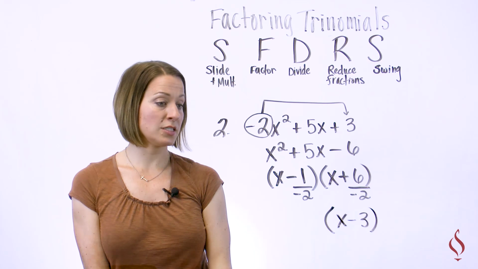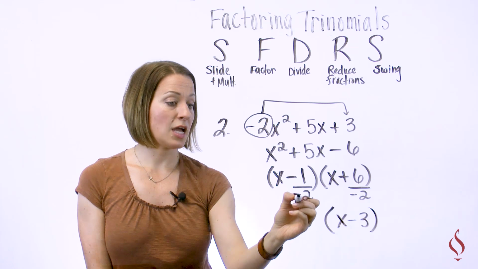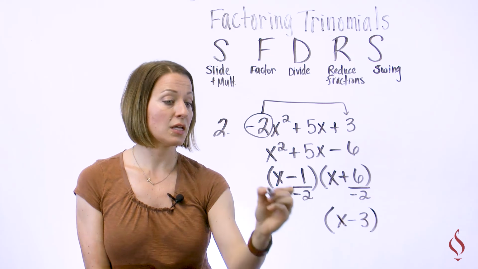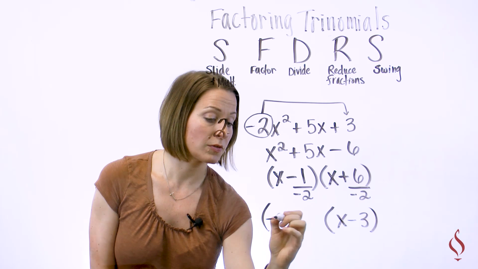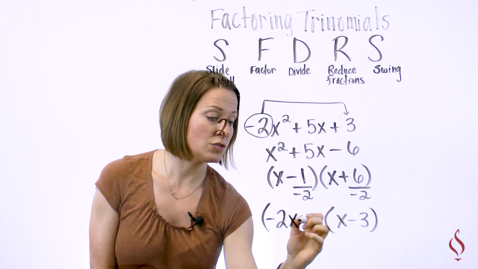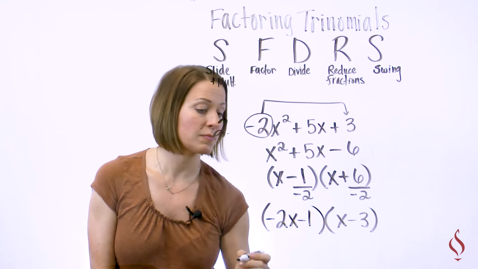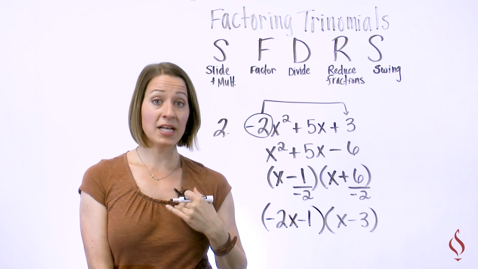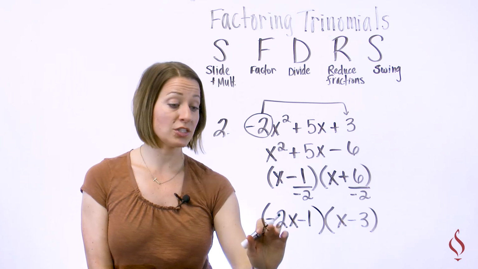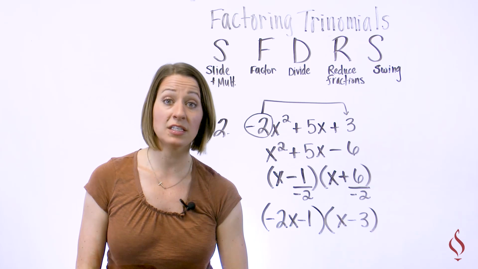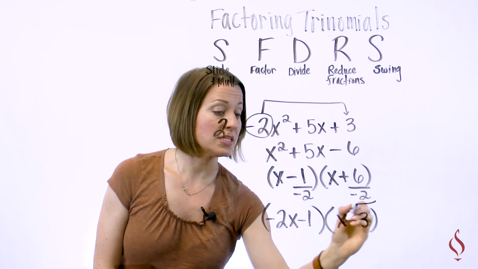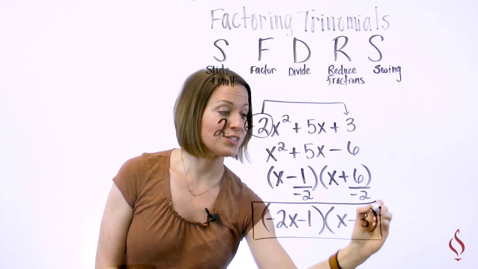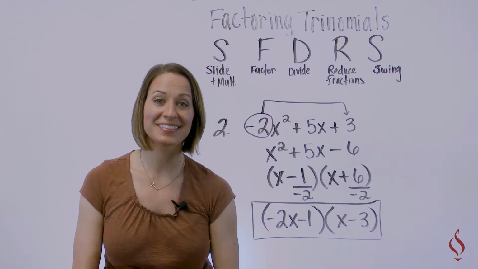Okay, so it's x minus 3. And we are going to swing the denominator out front. It's -2x minus 1. Okay. In my class, I'm okay with that factor having a negative as the leading coefficient. So you'll just have to check with your teacher, but this is a suitable answer for this problem.